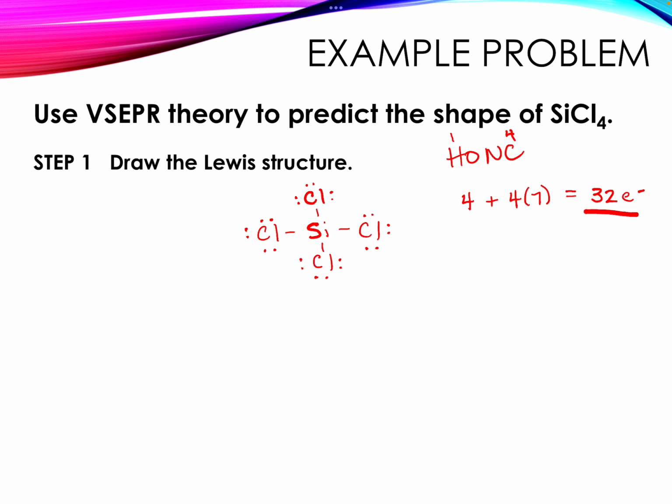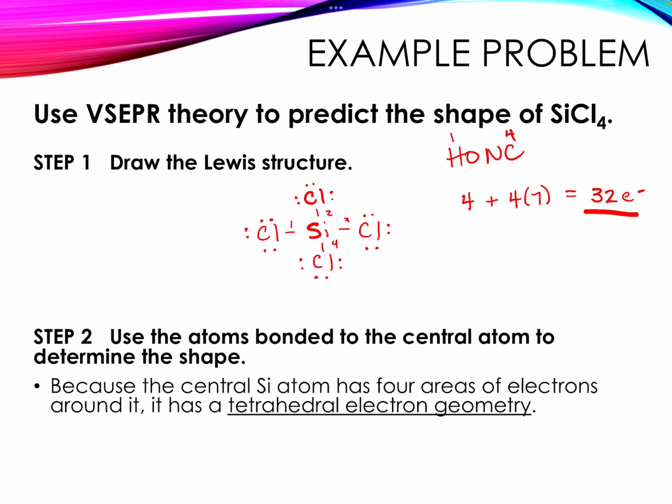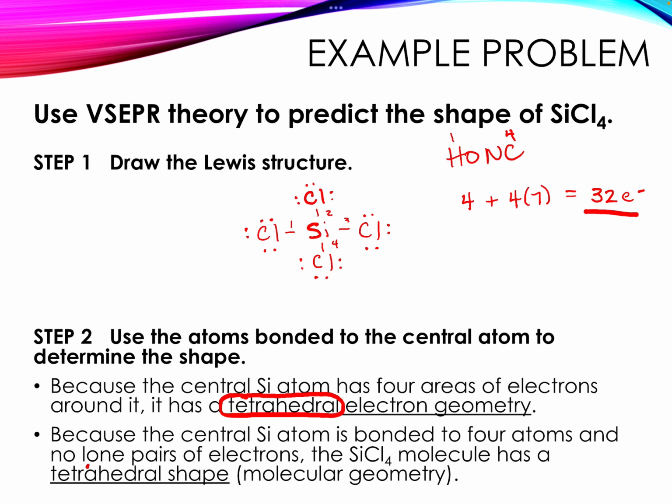When we look at this, do you see that there are 4 areas of electrons around the central atom? 1, 2, 3, 4. If it has 4 areas of electrons, that means our electron geometry is tetrahedral. Anytime there are 4 areas of electrons, it's going to be tetrahedral. It doesn't matter if those areas of electrons are single bonds, double bonds, or lone pairs. Since all of those areas of electrons are bonds, our molecular shape has the same name as our electron geometry. So it's also tetrahedral.